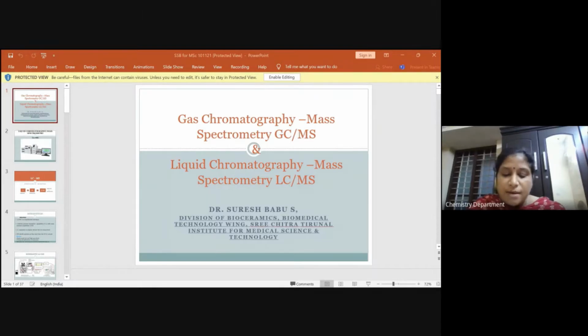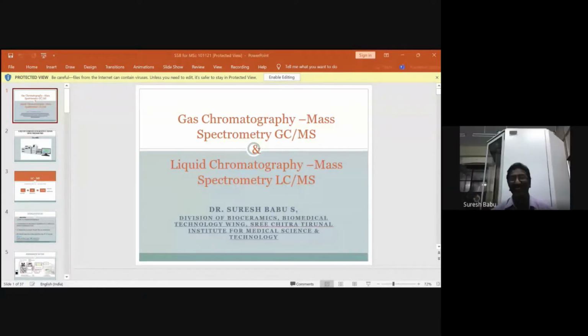Today, we are privileged to have Dr. Suresh Babu as our resource person. Dr. Suresh Babu is the Senior Scientific Officer at Biomedical Technology Wing, Sri Chitra Tirunal Institute for Medical Sciences and Technology, Thiruvananthapuram. I welcome Suresh sir to deliver the lecture. Sir. Thank you.